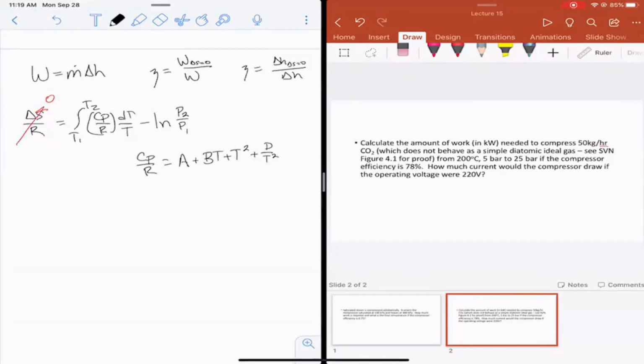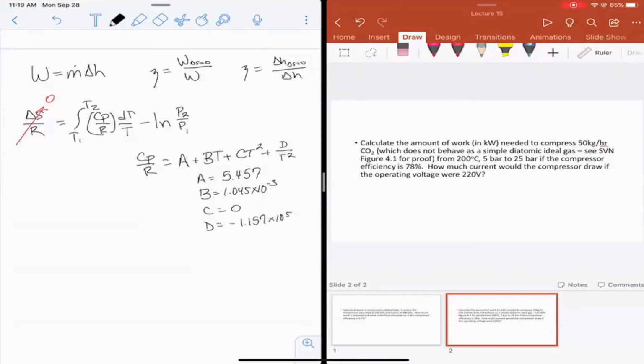And I missed a C, didn't I? Sorry about that. That's C T squared plus D over T squared. I said it, I didn't write it. We can get these parameters for CO2: A is equal to 5.457, B is equal to 1.045 times 10 to the minus 3, C is equal to 0, and D is equal to minus 1.157 times 10 to the 5th.